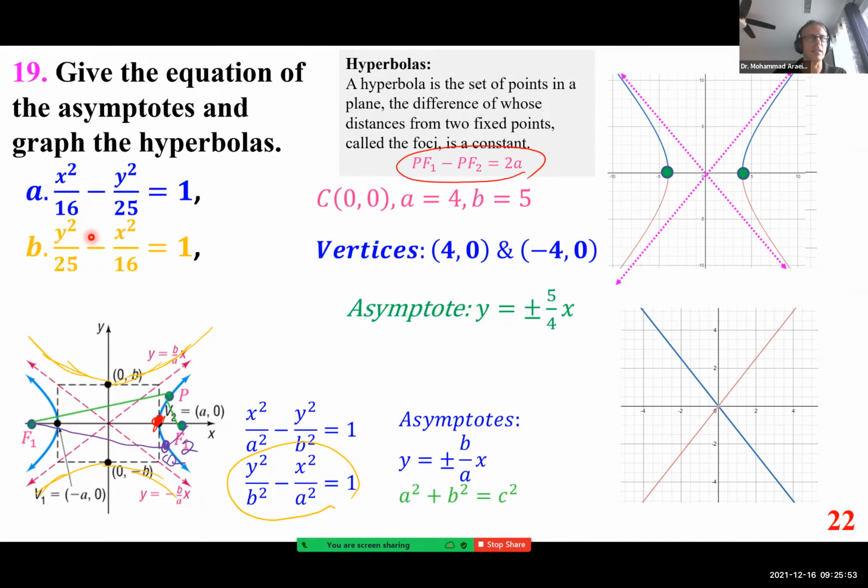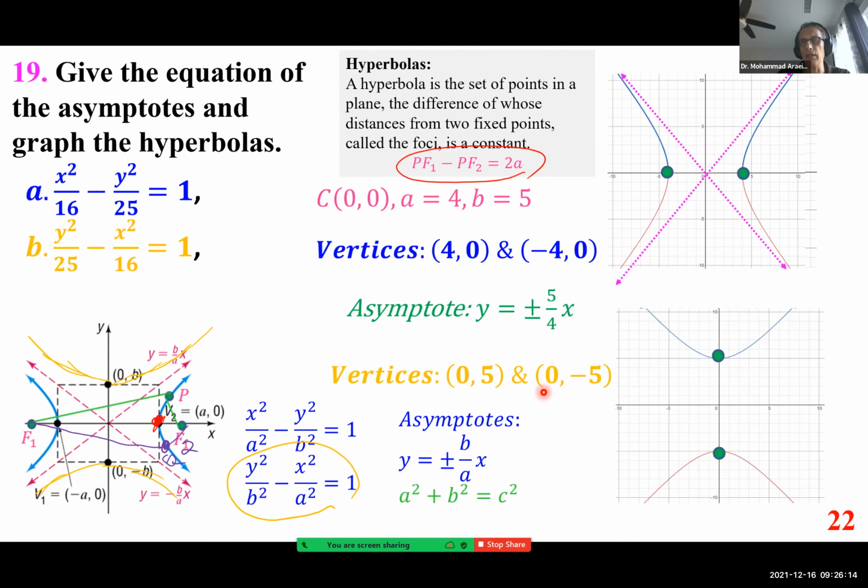So in both cases, set x equal to 0, find y, set y equal 0, find x, and see which one works. And the one that doesn't work is out. The one that works, those are the vertices. In this case, the vertices are located at 0, 5, 0, negative 5. So those are the vertices. And let's also throw in the asymptotes. Pay attention again to the fact that the asymptotes are dashed lines. I can't emphasize this enough.